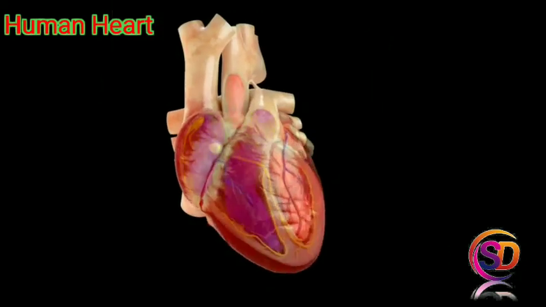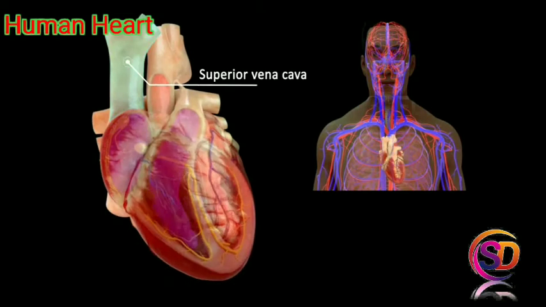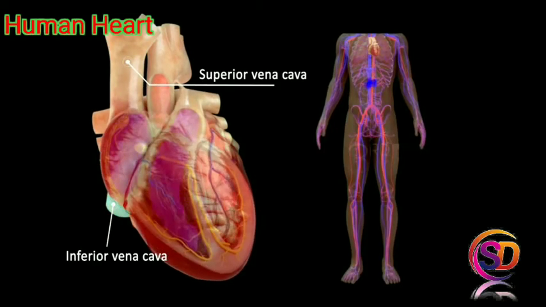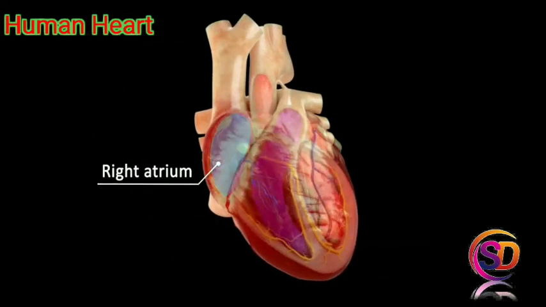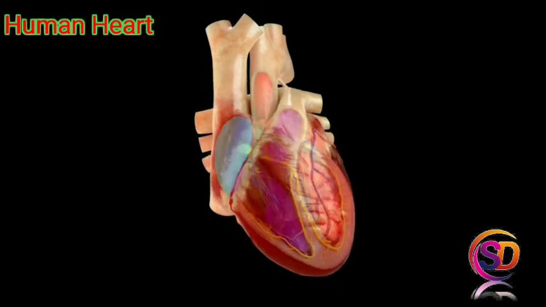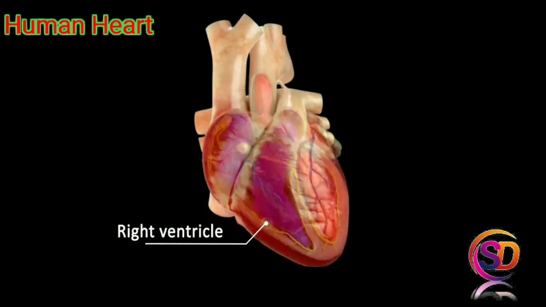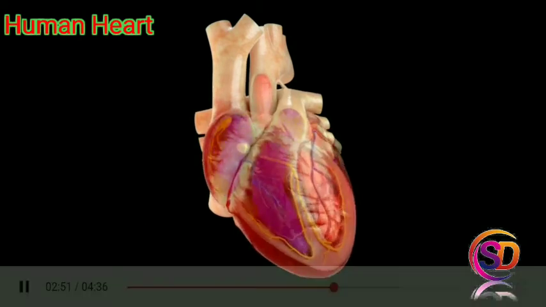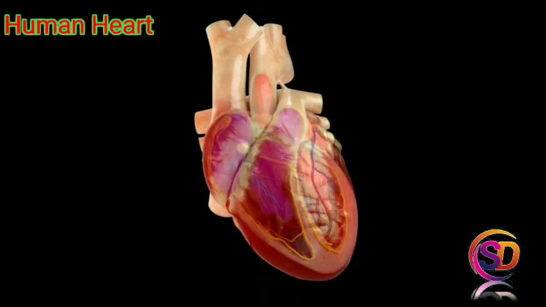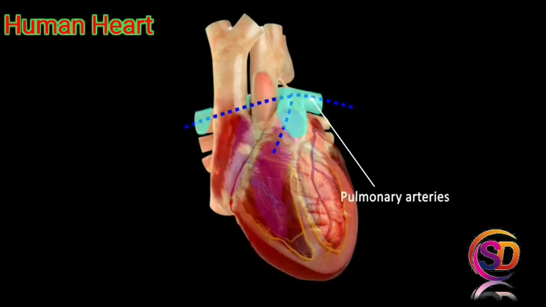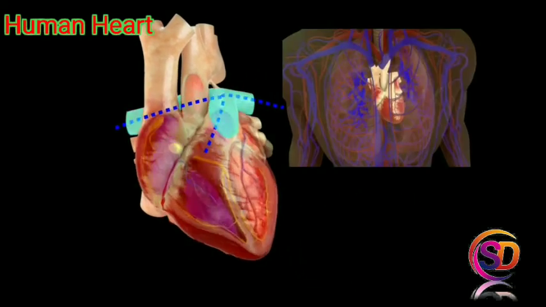Deoxygenated blood from the body enters through the superior and inferior vena cava into the right atrium as it relaxes. When the right atrium contracts, the right ventricle expands so that the blood flows into it. The deoxygenated blood is then pumped due to the contraction of the right ventricle through the pulmonary arteries to the lungs for oxygenation.